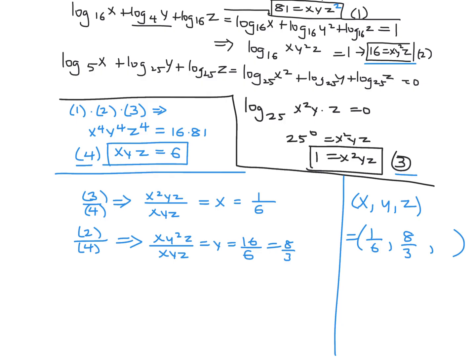And then one more that I've got to figure out, z. For z, I will use equation 1 over equation 4. And that would give me x y z squared over xyz. And that's going to give me z is equal to 81 over 6. And let's see, 27 over 2. Yeah, 27 over 2. So there we go. So after all that, we got the triple: 1 over 6, 8 over 3, and 27 over 2.